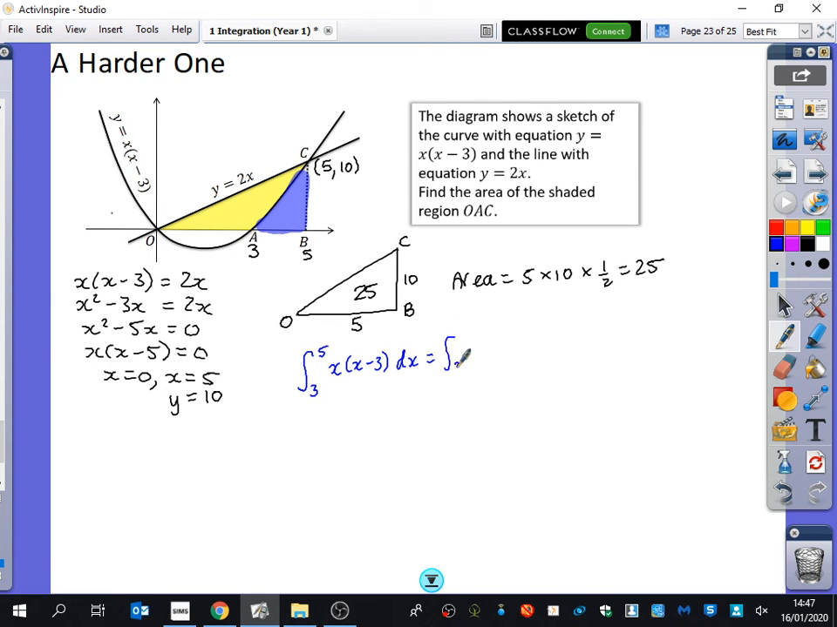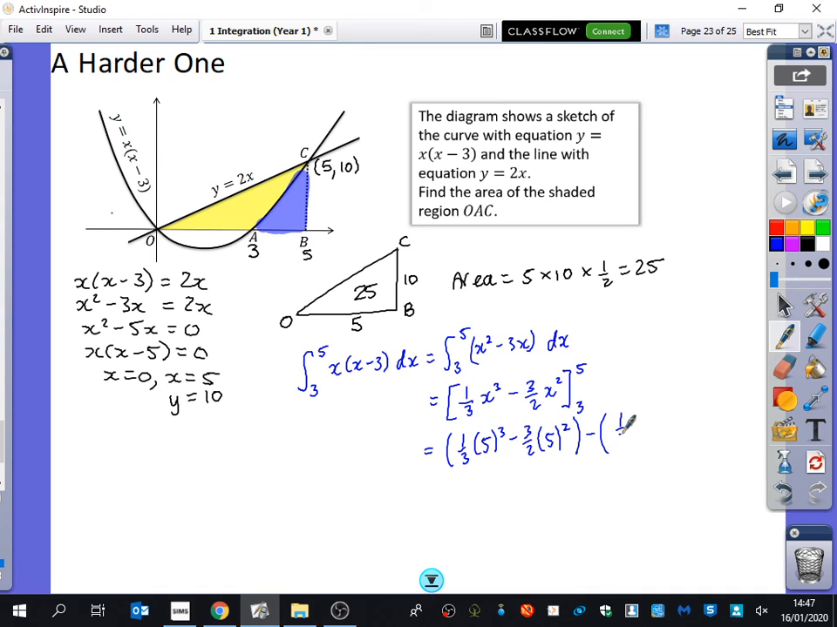So that is between 3 and 5, x squared minus 3x dx. X squared goes to a third x cubed, and this goes to minus 3 over 2x squared, and we're going to go between 3 and 5. So we've got a third times 5 cubed minus 3 over 2 times 5 squared, minus a third times 3 cubed minus 3 over 2 times 3 squared.